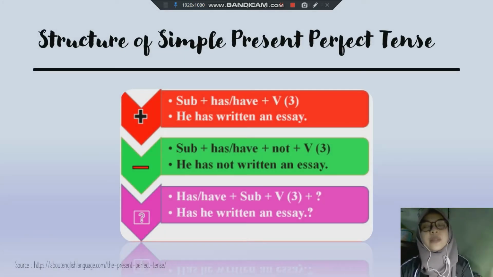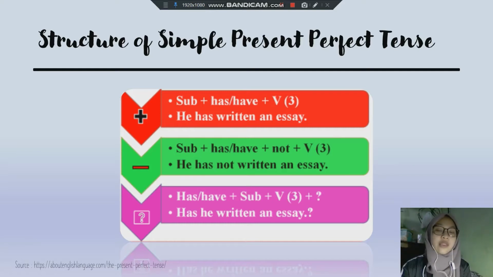The structure of the present perfect tense. For the positive, it has subject plus has or have plus verb 3. We can use has if the subject is he, she, it. And we can use have if the subject is I, you, they, we. For example, he has written an essay.